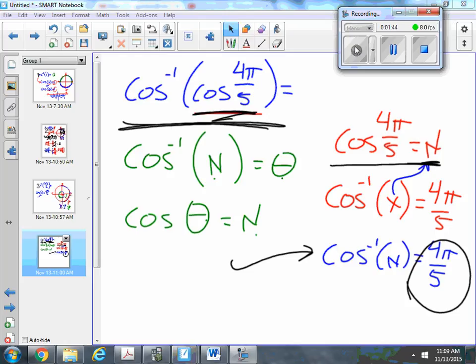In other words, the cosine of the angle 4 pi over 5 gives me a number. And then I turn around and say, let's take that number and find out what cosine gives you that number. What angle gives you that number when you look at the cosine of it? Well, we've already found out. It's 4 pi over 5. So it's a little bit like our one step forward, one step back type of problem.